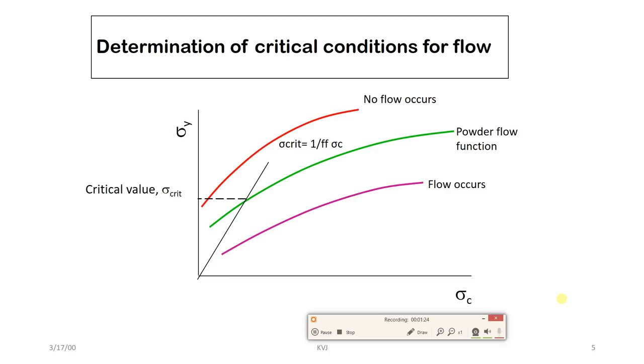In determining the critical condition for flow, sigma y is plotted against sigma c. A plot of flow factor Ff and powder flow function shows the intersect point defining the flow or no flow transition. The intersection point denotes the sigma critical. When the actual stress developed is more than sigma critical, it means no flow occurs. And when the actual stress developed is less than the sigma critical, it means flow occurs.